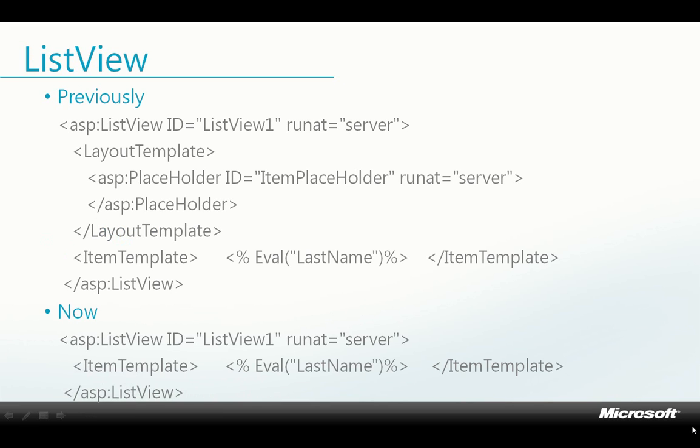The List View control has been made easier to use in ASP.NET 4 because it doesn't require a layout template anymore. The top example here is how it worked before 4.0, and you can see that you had to add that layout template. And then the second example below shows how much shorter and easier it is to write now that you don't have to have your layout template.